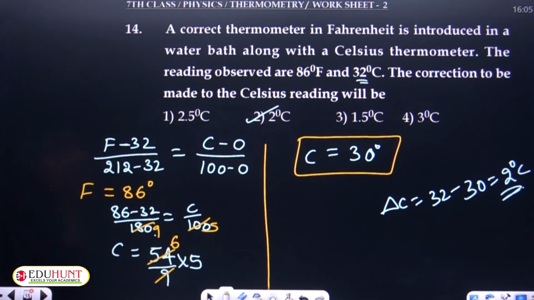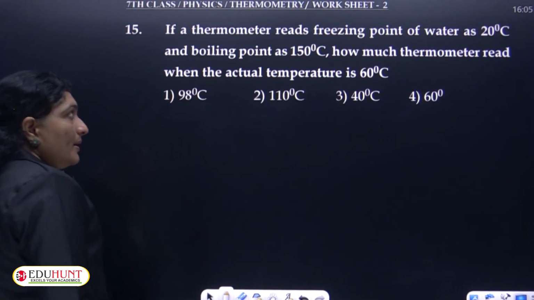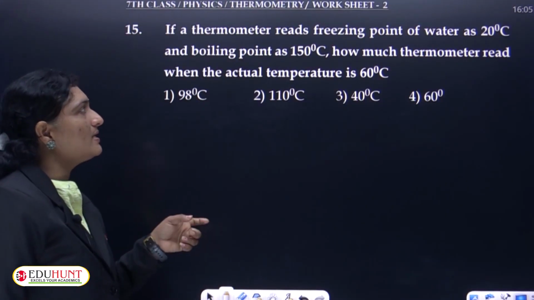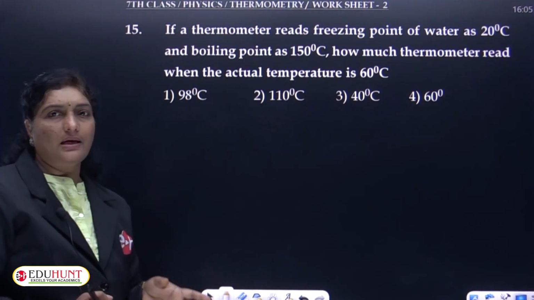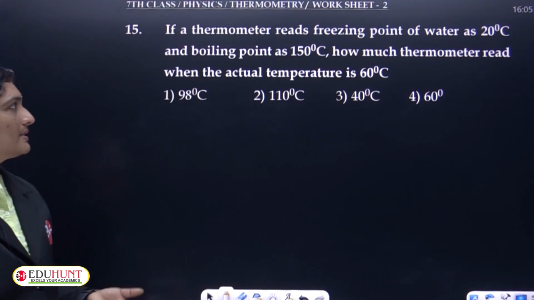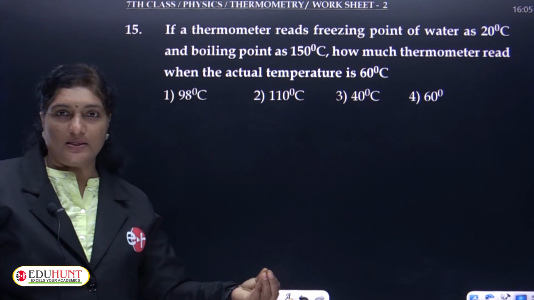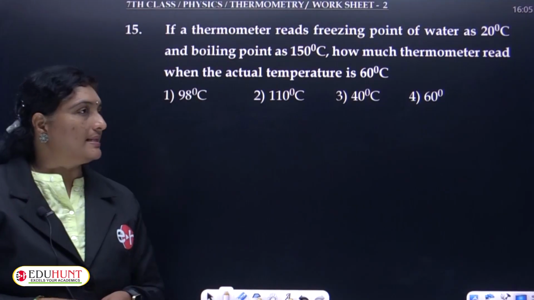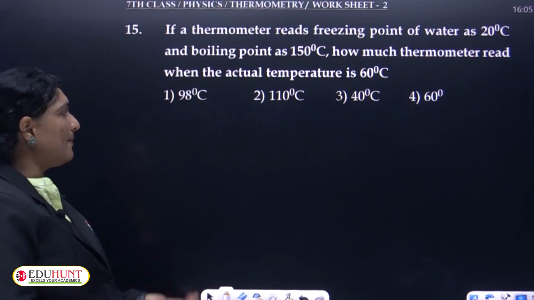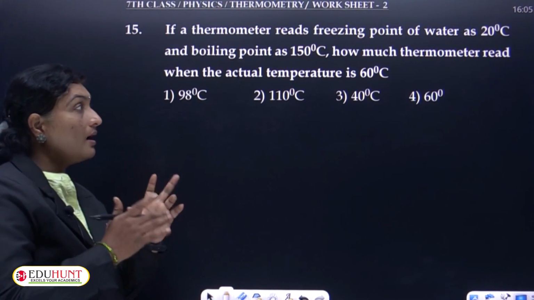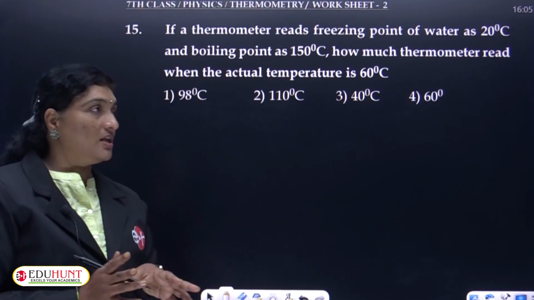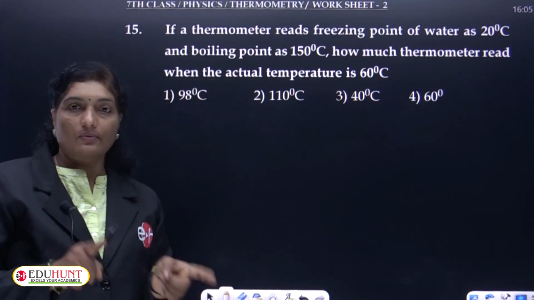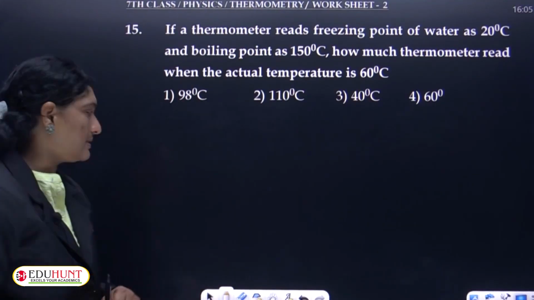So moving to the next question, children, the 15th question. A thermometer reads the freezing point of water as 20 degrees Celsius and the boiling point as 150 degrees Celsius. Some thermometer is given, measured in a Celsius scale, whose ice point LFP is 20 degrees Celsius and steam point UFP is 150 degrees Celsius. This should be compared with an actual, original Celsius scale thermometer whose reading was given as 60 degrees. The value of C on the original thermometer is given as 60.